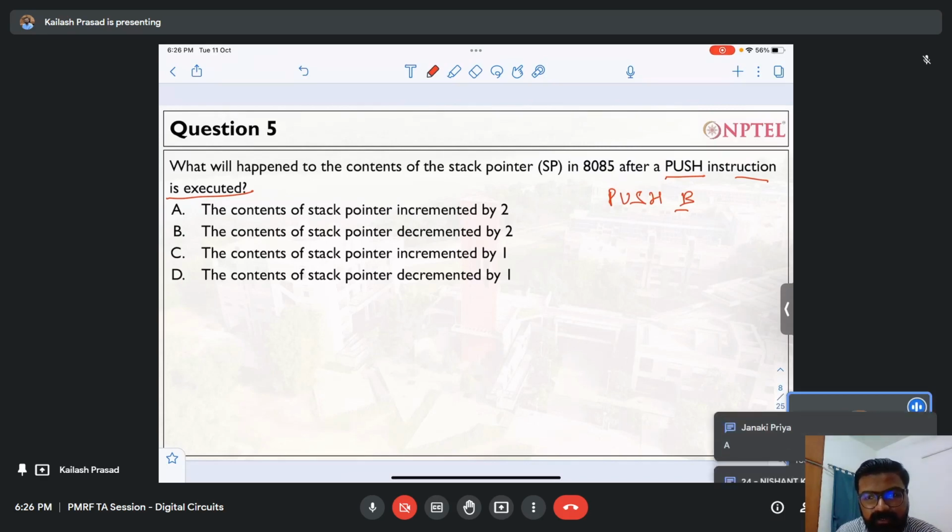Okay, Janki is also saying A. Nishant is saying B. Okay, so let's see what the answer is.